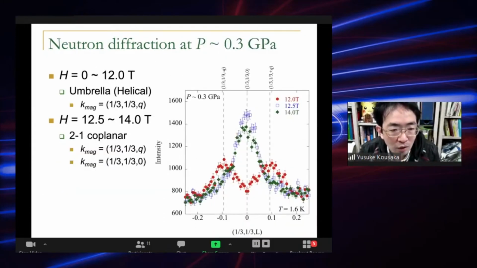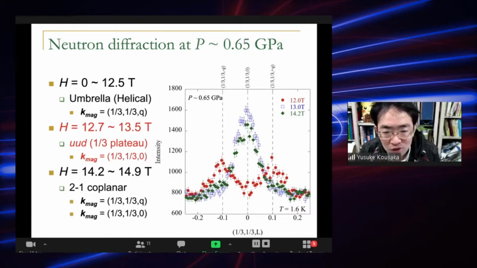The first, 0.3 GPa, is very consistent with the conventional result, because at this pressure the magnetization also shows only two phases, umbrella and 2-1 coplanar. So this result is very consistent with the previous result. When we apply the pressure around 0.65 GPa, we successfully observed the up-up-down phase.